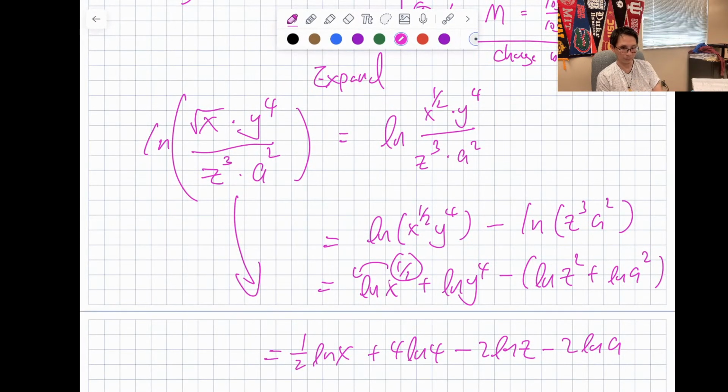Where'd you get 2 for z? Because this 2 can be put in the front. What's 3? It's 3. Oh, it's 3. Sorry, this is 3. Then this is 3.